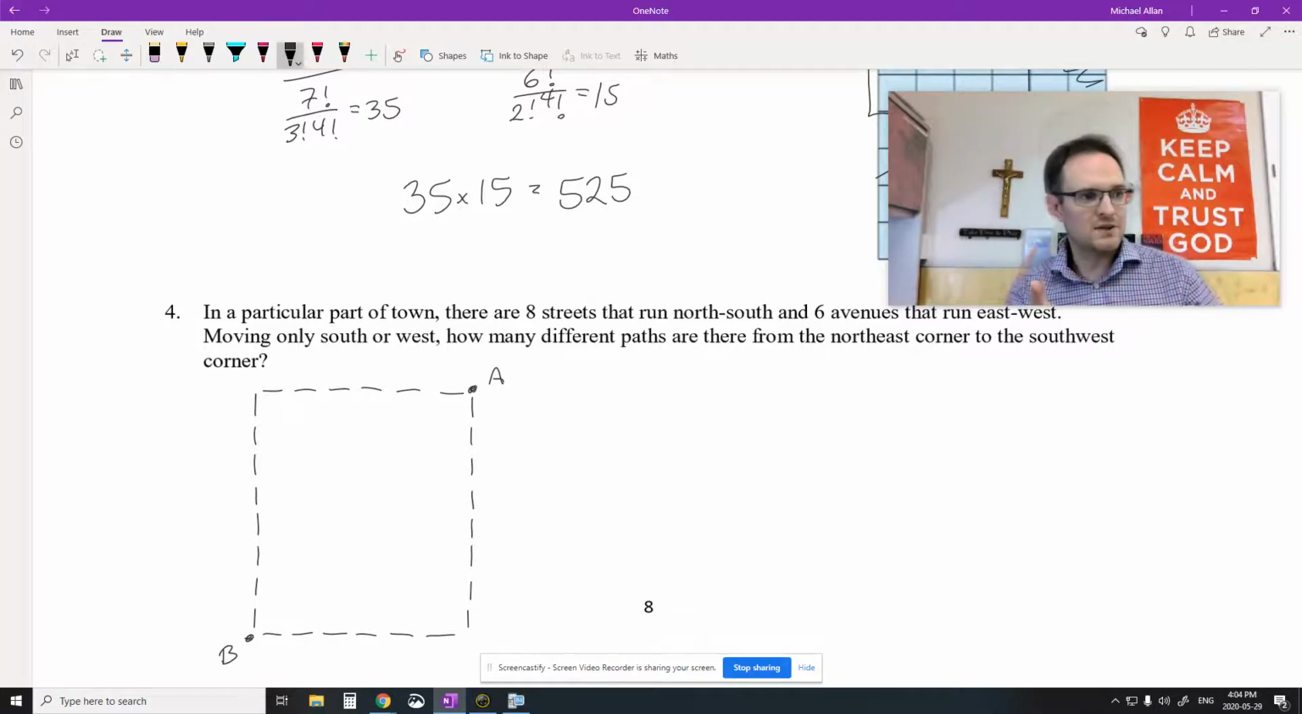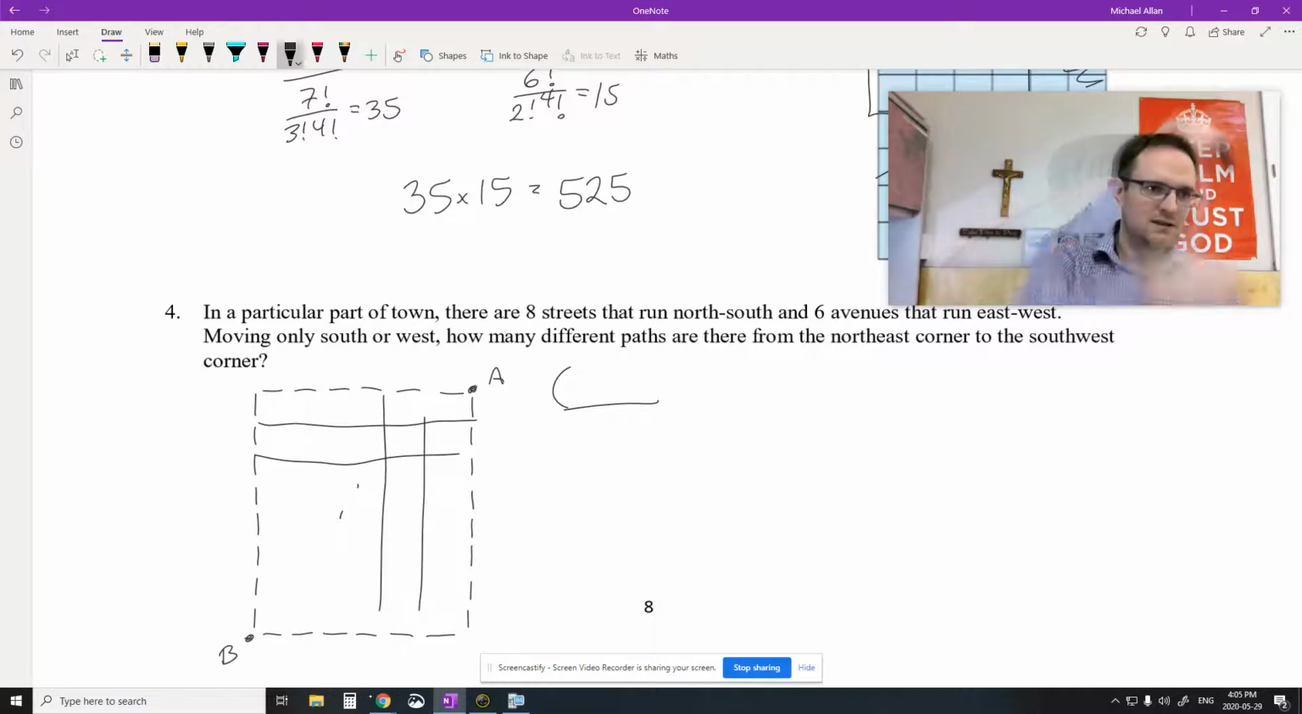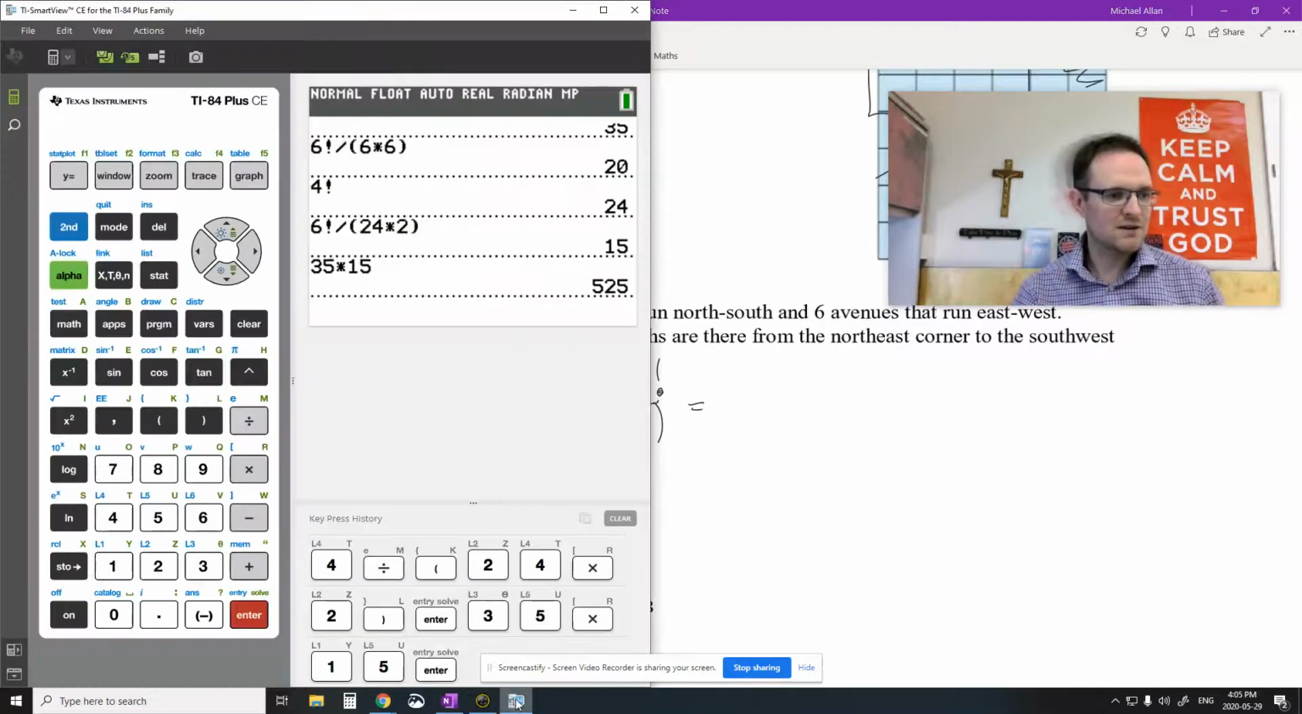What I've drawn here is only 2, but just imagine that there's a whole grid system in here, right? Continuing all the way down. I'm not going to draw it all out because really it's just going to be how many ways, one way and then down. I'm going to add those together. So 8 plus 6 factorial, and then divided by 8 factorial, 6 factorial. I have no idea why I drew so many brackets there.